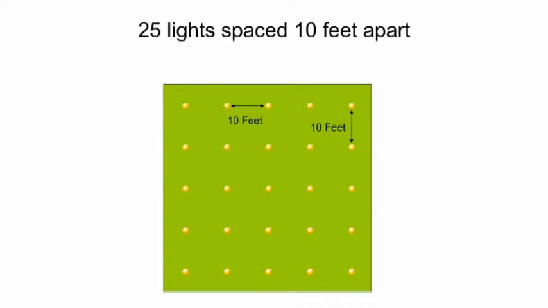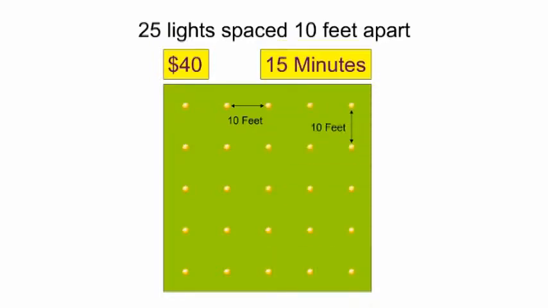And for the sake of this example, let's say that this set of lawn lights cost $40. Let's also say for the sake of this example that it takes 15 minutes to deploy this decoration, since there are 25 lights that have to be placed and staked. So for $40 and 15 minutes, you have a 2,500 square foot area uniformly covered in lights.